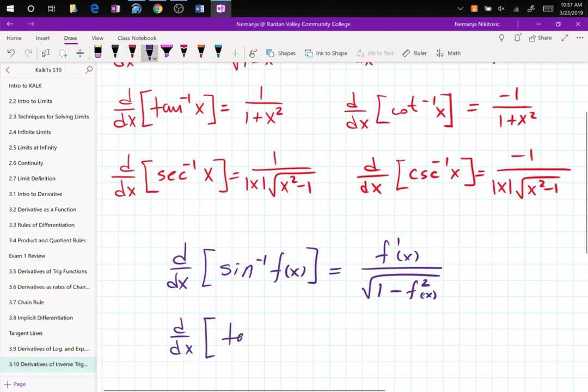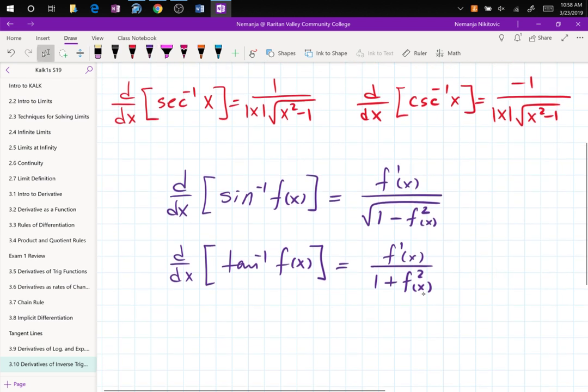For inverse tangent, these are the two that are most frequent. You'll be actually sick of inverse tangent when you hit certain parts of Calc 2 and differential equations. So we have f prime of x divided by 1 plus f squared. So most of the time, you will be using these two. Maybe I should box them, huh?